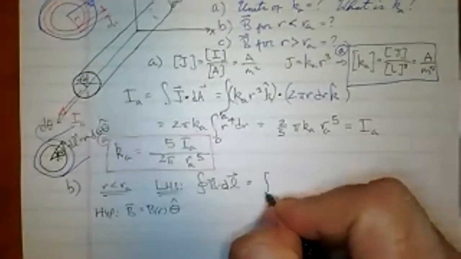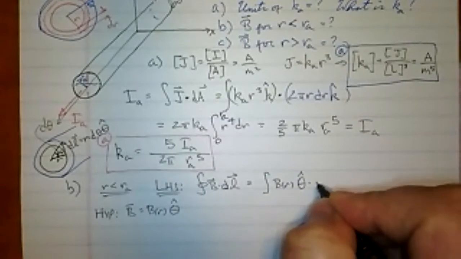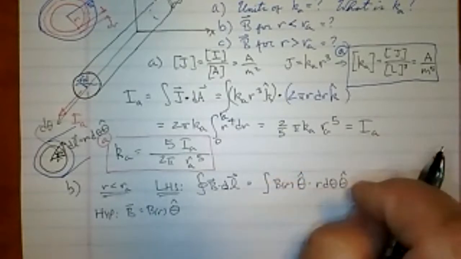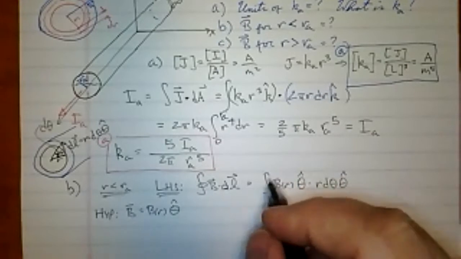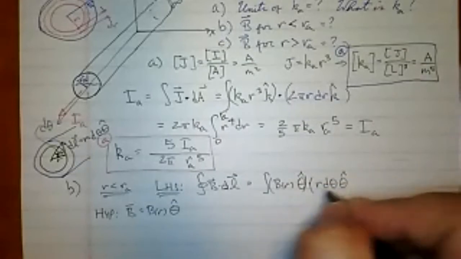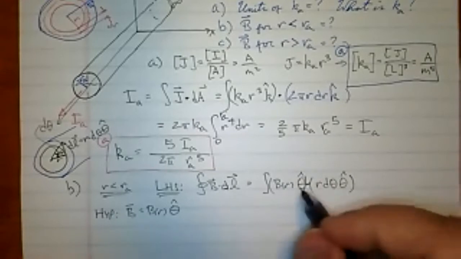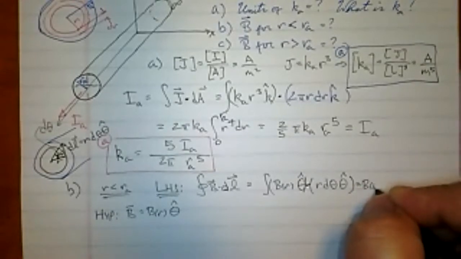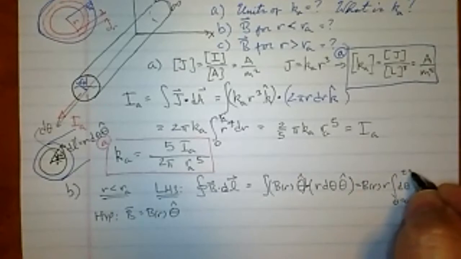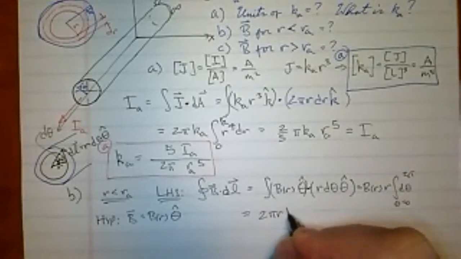So I'm going to write this as the integral of B of r theta hat dotted with r d theta, theta hat. Obviously theta hat dot theta hat will just become 1. Since we're on a circle of radius r to complete this line integral, we need not integrate the r because the r is a constant. So I'm going to get B of r times the integral of d theta from theta equals 0 to 2 pi, which is our typical left-hand side of Ampere's law. It's basically 2 pi r times B of r.